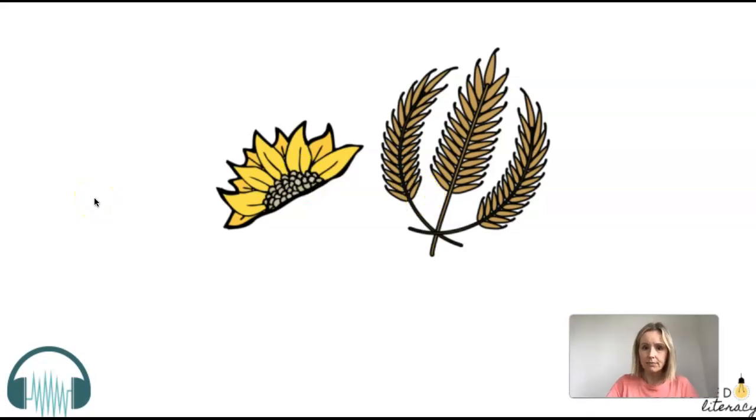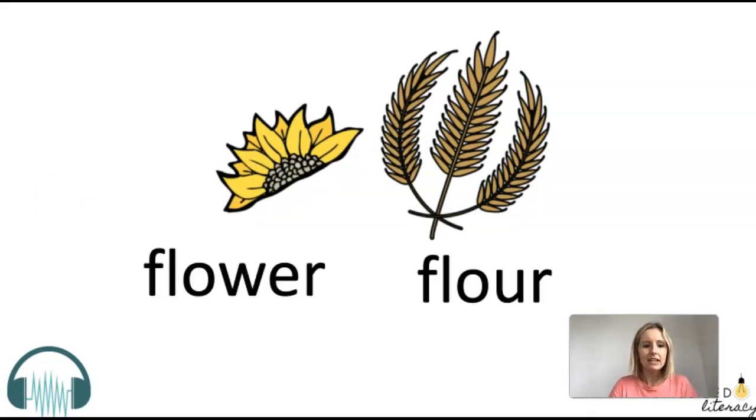Imagine writing a recipe and you say, put a cup of flour in, and people say, what? She wants me to get some roses from the garden? That would be crazy. So we have two different ways of writing flower. We have flower with the petals, spelt F-L-O-W-E-R. And then we have flour that we get from the wheat, F-L-O-U-R.